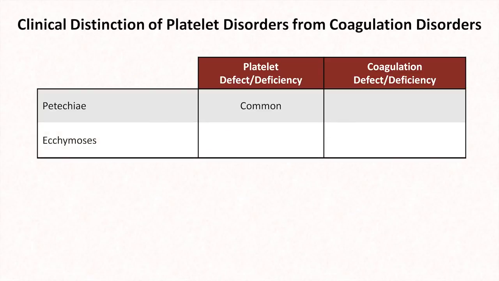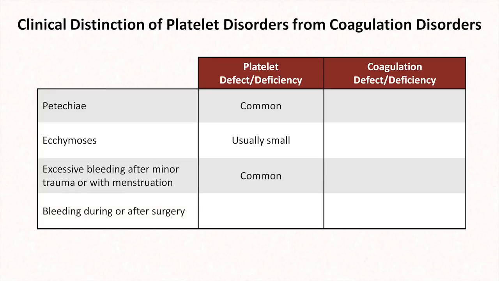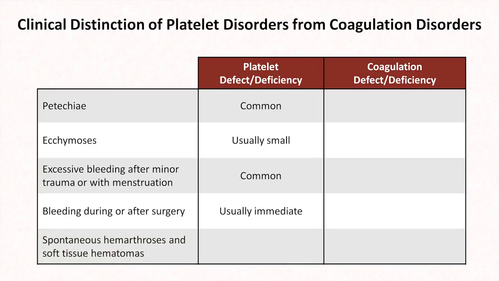Ecchymoses, which is a fancy term for bruises, are usually small. Excessive bleeding after minor trauma or with menstruation is common. Bleeding during or after surgery is usually immediate. And last, spontaneous hemarthroses, which is bleeding into a joint space, and soft tissue hematomas are rare.